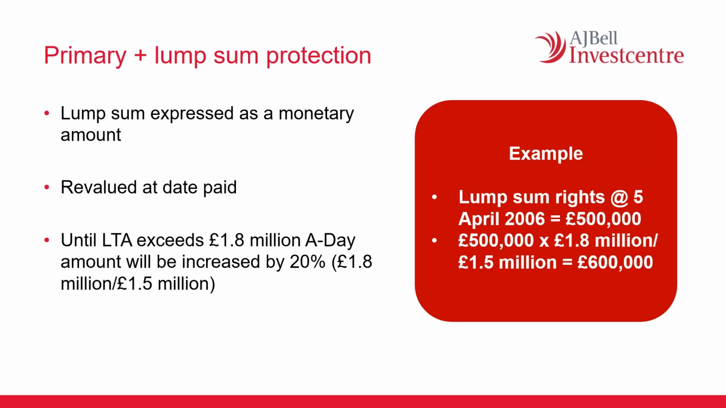So as an example here, if you have somebody who had lump sum rights of £500,000 at A-Day, you times that by 1.8 million divided by 1.5, so effectively it's a 20% increase, so it's £600,000.